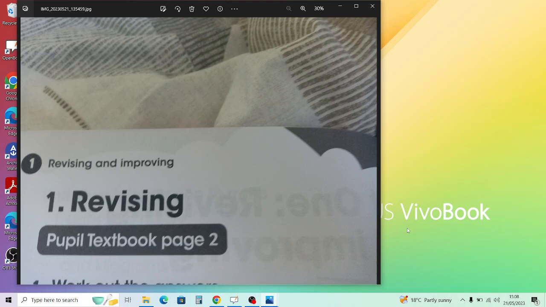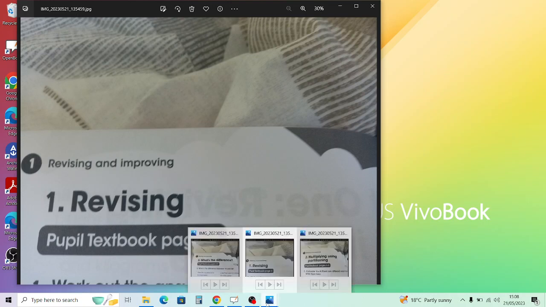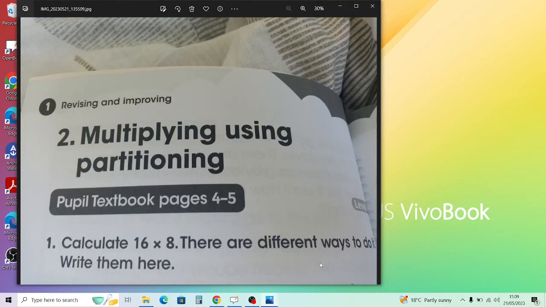So there's more than 3 combinations. So it'd be fairly straightforward to do that one. Moving on to question 2, or not question 2, part 2, which is called multiplying using partitions.